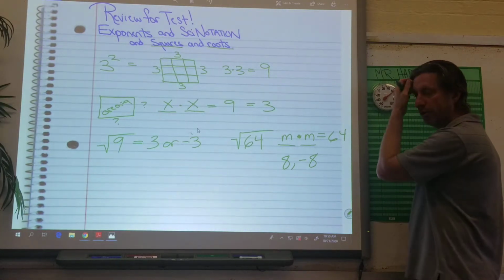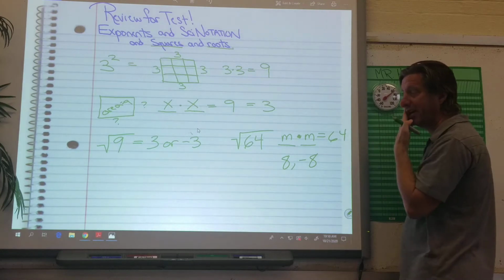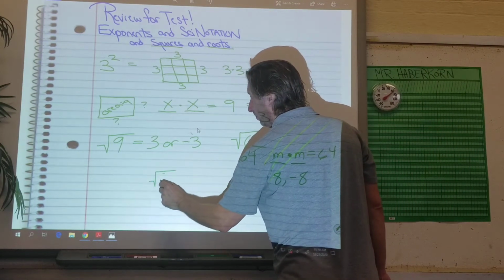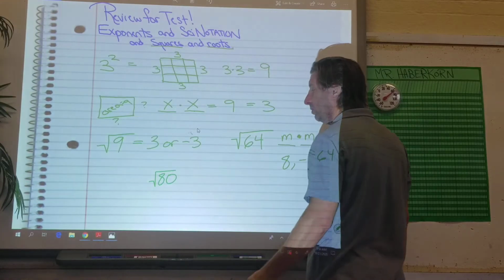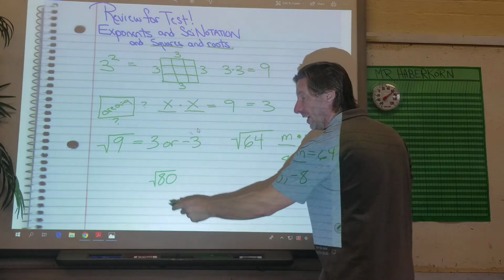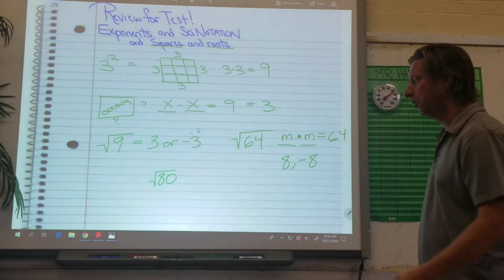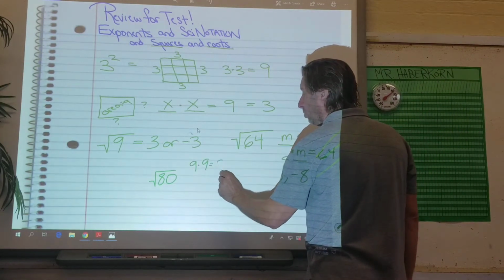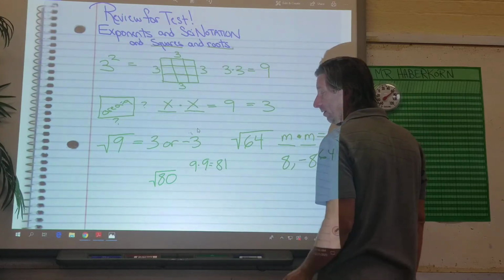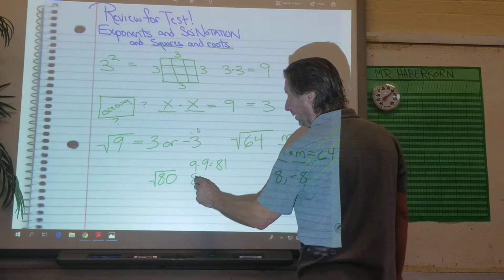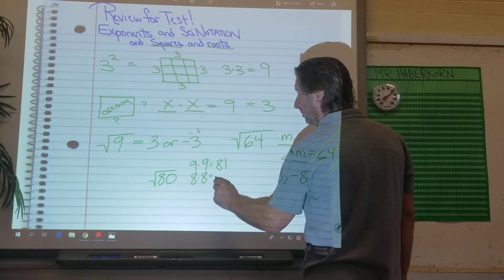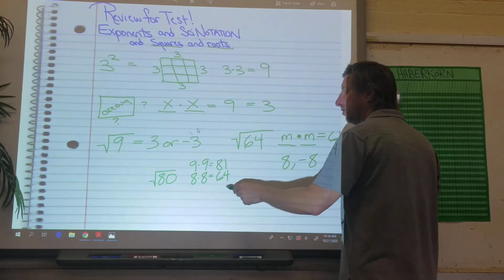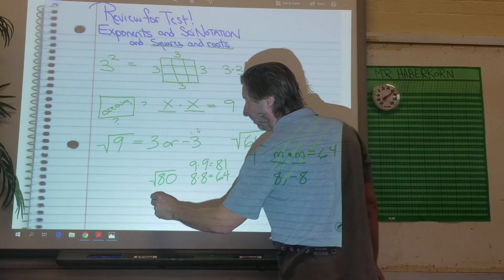And then we also had the square roots that are in between two numbers, right? So say you had the square root of 80. And you would say, well, what's the closest I can get to the square root of 80? We know 9 times 9 is 81. That's just a tiny bit too big. So I go a little smaller. 8 times 8 is 64. It's a little too small, right? So you would say it's in between 9 and 8.